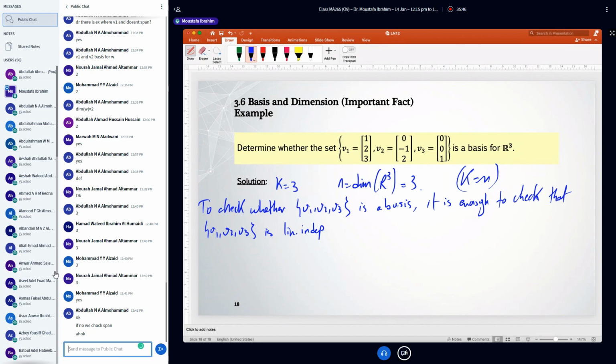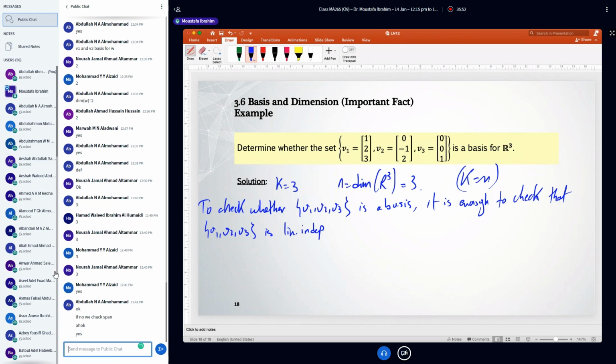What do you mean, if no, we check span? No. If k is different than n, directly it's not a basis. I'm talking here only about basis. If you want to check a basis, no need anymore to do both span and linear independence. One is enough. And usually we check linear independence because it's easier.